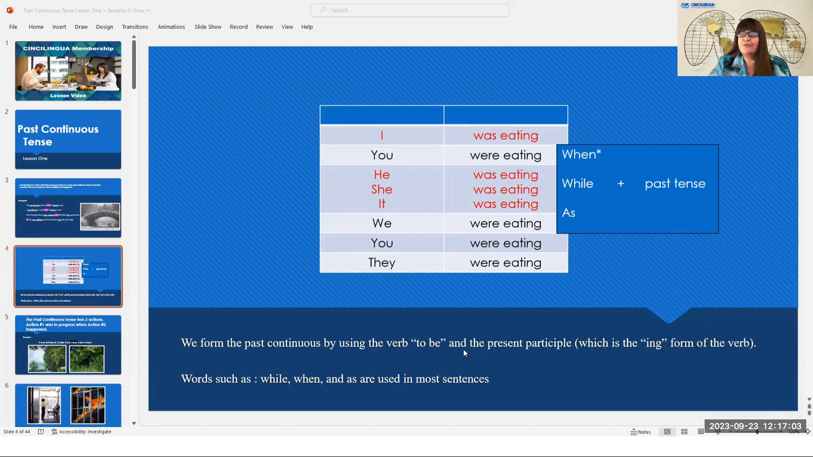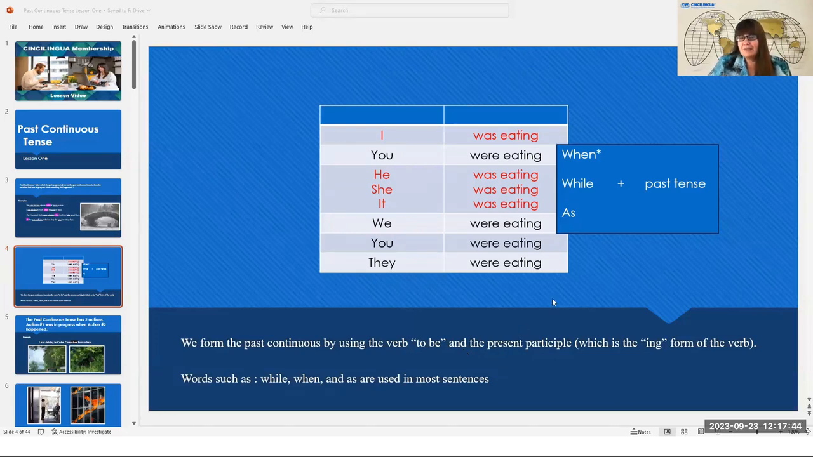For the past continuous, the first action that started, the action that was in progress when the second action occurred, we're going to conjugate that first action verb like this. I was eating, you were eating, he was eating, she was eating, it was eating, we were eating, you were eating, they were eating. So we're using the verb to be in the past, so was or were, and then the ing form of the verb.